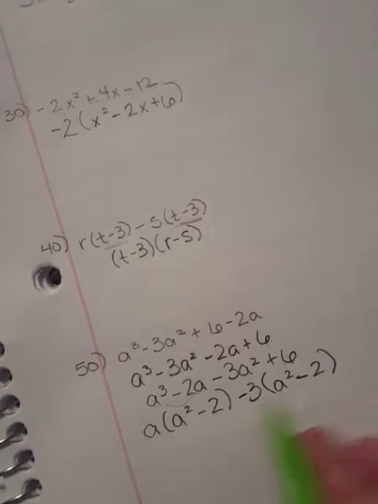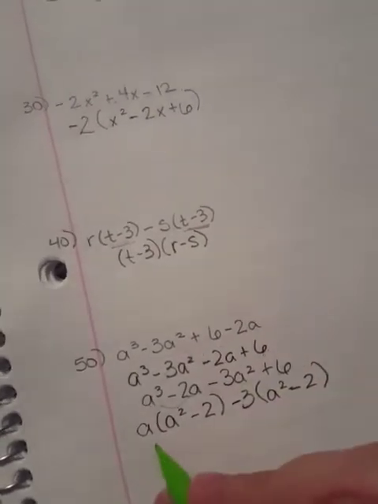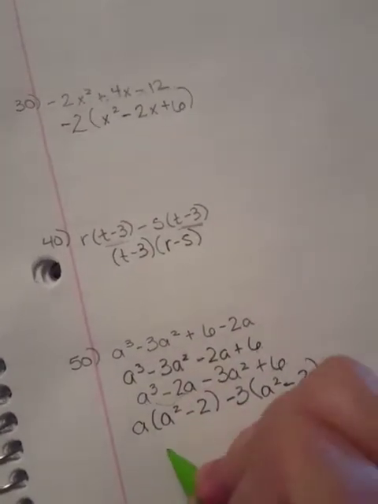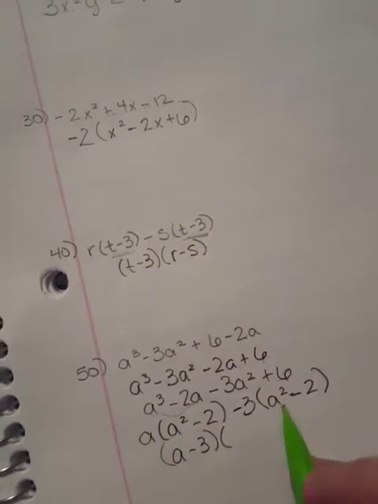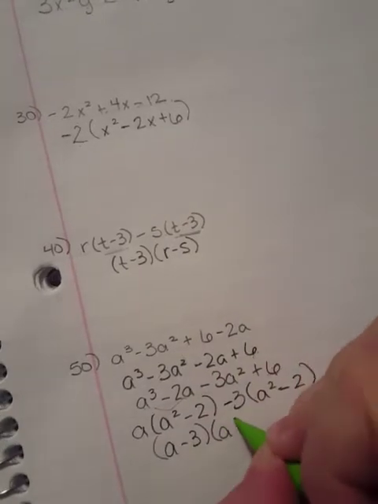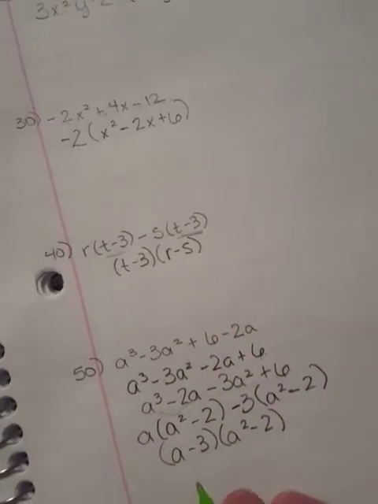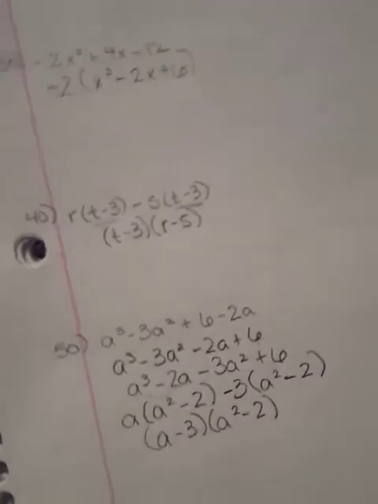So here we have a common factor. So we're going to take our a minus 3 times our a squared minus 2. And that is our factored trinomial.